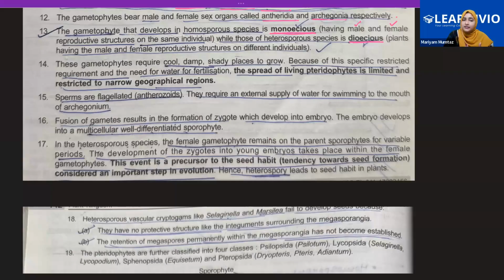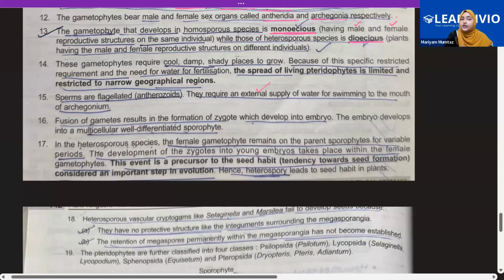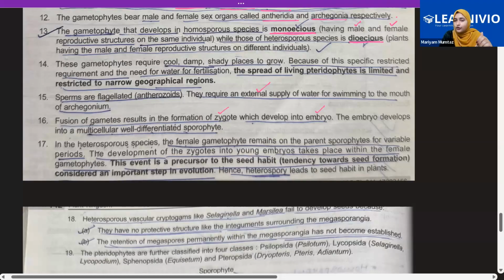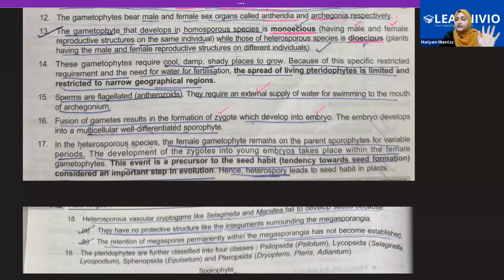Now the male gametes, the antherozoids, are motile and flagellated. They will also require an external supply of water so that they can swim to the archegonium for the fusion. Now the fusion will happen, the zygote will be formed, the zygote will form the embryo, and this embryo is going to become the sporophyte yet again. So in the case of bryophytes, the main plant body was gametophytic. Whereas in the case of pteridophytes, the main plant body is what? Sporophytic, right? This much is clear to everyone.